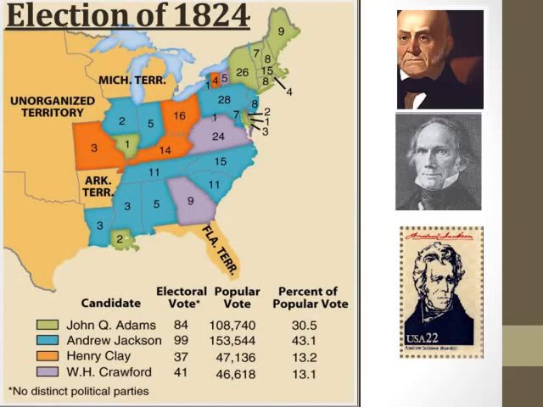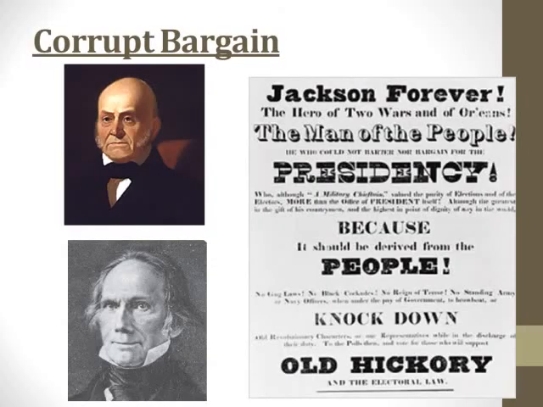Election of 1824, Jackson runs against Adams and Clay. Adams wins because of the corrupt bargain. Everyone remember the corrupt bargain? What did Adams supposedly offer Clay? What position? Secretary of State. So know that, because usually they'll ask what position Clay was offered. Secretary of State. Corrupt bargain.